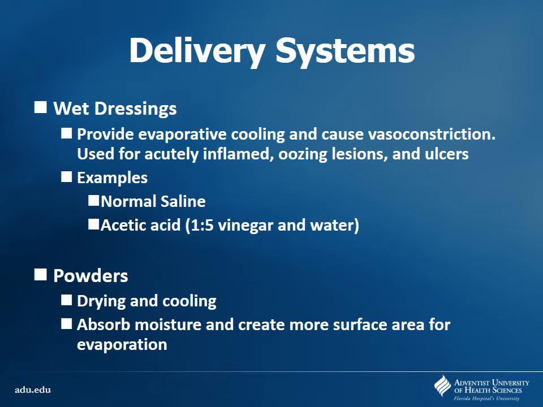So other types of delivery systems we can have, including things like wet dressings. These help with evaporative cooling. You can cause some vasoconstriction. They're very good for ulcers, oozing lesions, things like that. So for instance, you can use things like normal saline or acetic acid, which is basically just diluted vinegar and water. You find things like powders tend to be more drying and cooling, and they can help to absorb moisture, and that can make more surface area for evaporation. So that's one thing you use powders for.